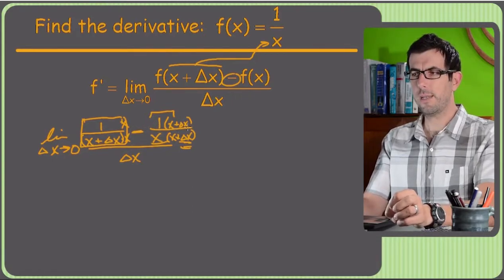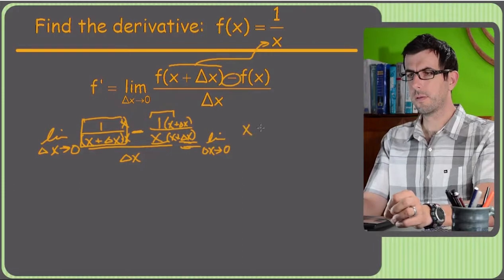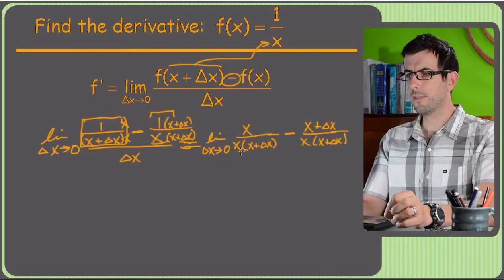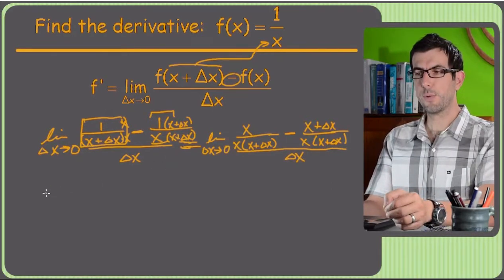All right, so once we do that and multiply it out, we have the limit as delta x approaches 0 of x over x times x plus delta x, and then minus x plus delta x over x times x plus delta x. And all this, of course, is over delta x. Now, so far, you're probably not impressed. Don't see why I did this.